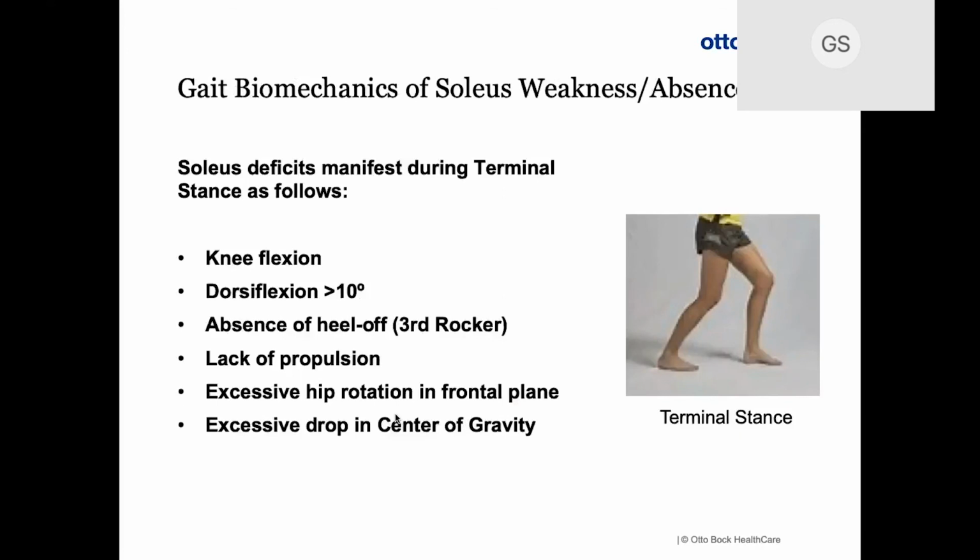So soleus deficits manifest themselves at terminal stance. We might see knee flexion. We might see dorsiflexion greater than 10 degrees, absence of the third rocker. Lack of propulsion, but I think this really is a lack of support at the toes. We see excessive hip rotation and a drop in that center of gravity.